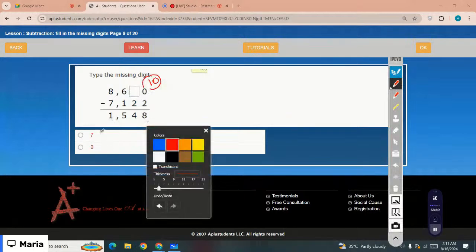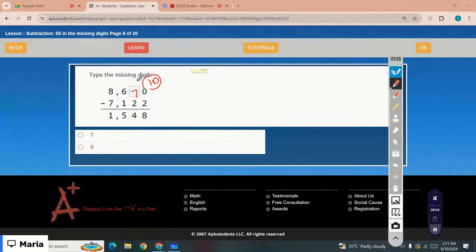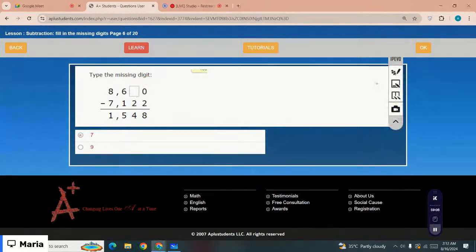Now you have two options. You need to see which number. For example, that is 7, right? So you borrowed 1. That means you have 6 here. So 6 take away 2 is 4. Yes, 6 take away 2 is 4. So that means the missing number is 7. Option number 1 is the correct option.